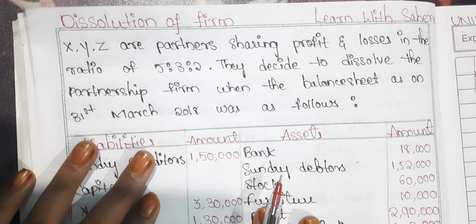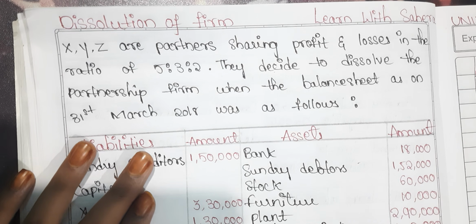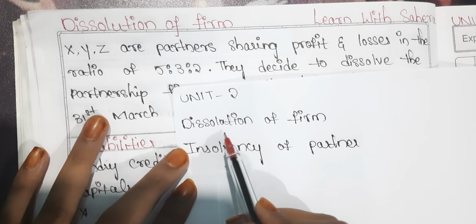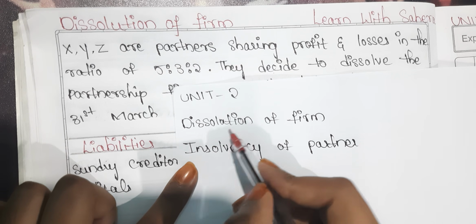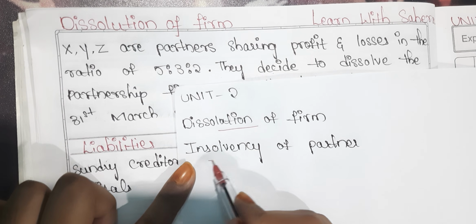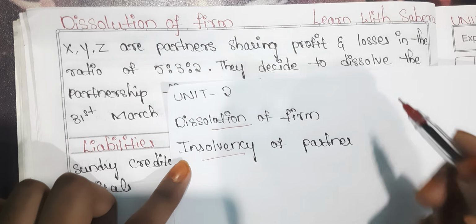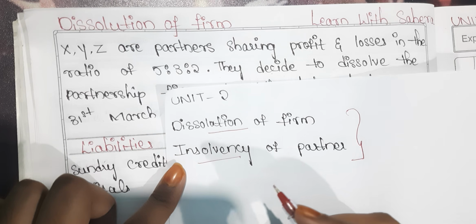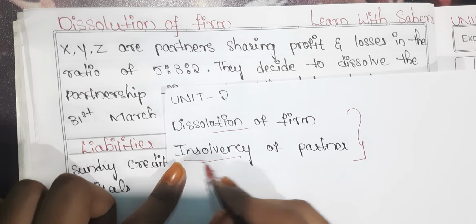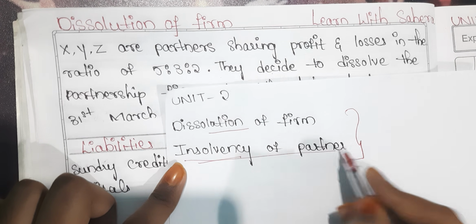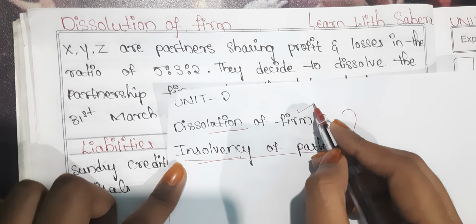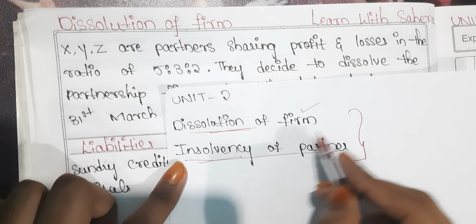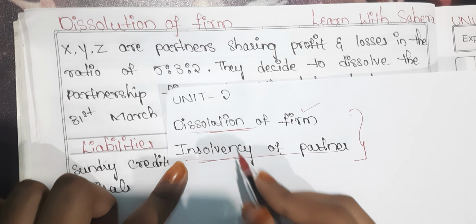Before going into the question or before going into the solution, let me say you one thing clearly, that from unit number 2 you are having two different topics. One is dissolution of firm and the other one is insolvency of a partner. Out of these two, if you are perfect with any one, you will be scoring 12 marks easily. So rather than going with insolvency of partner, you can focus on dissolution of firm. So in this video we are focusing on dissolution of firm only. No need to be perfect with both of them, only one is enough.